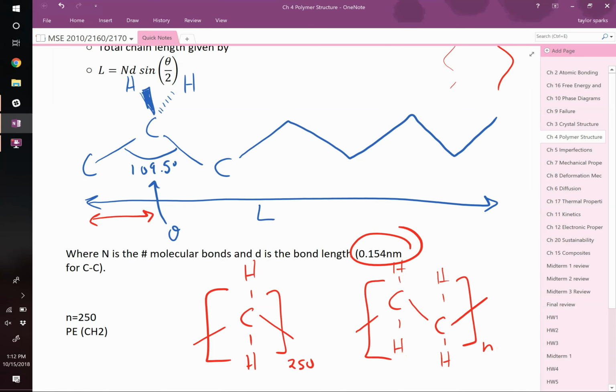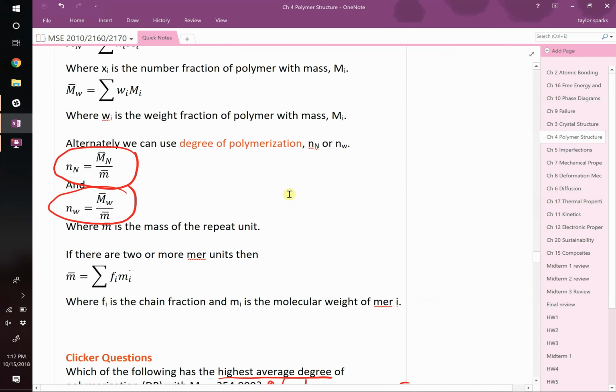Anybody got a length for me? How long would this be? 31.44 nanometers? Yeah. I get 31.44 nanometers. Okay? So any questions on this? Pretty straightforward. What if I threw a twist in here, right? What if we go up to one of these other molecules? It's a little bit trickier.